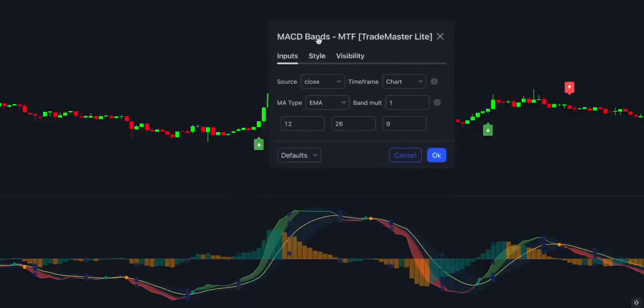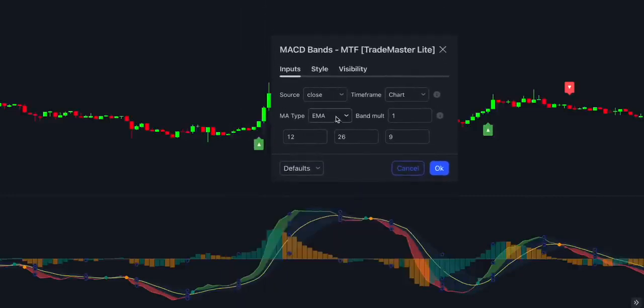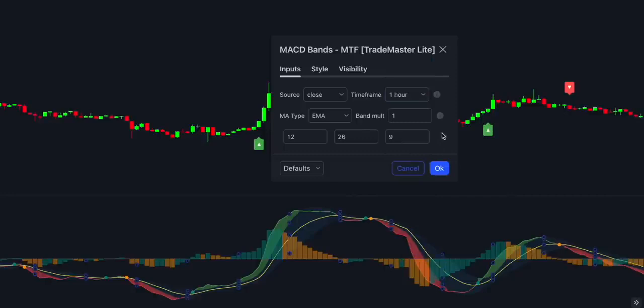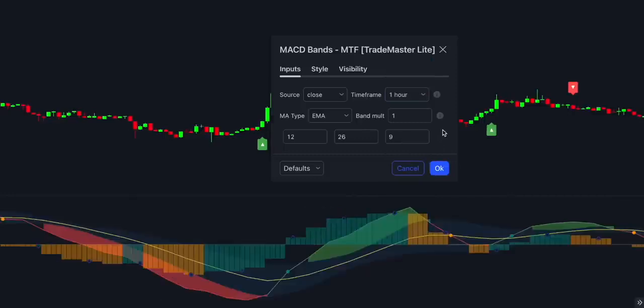Let's open the indicator's inputs first. Here we're presented with different configuration options such as source, moving average type, band multiplier, and time frame. By default, a chart time frame is enabled, but we can change this option. Instead of a current time frame, we can select a 1-hour time frame. This change will smooth out the MACD. The indicator will become less responsive to sudden price movements.